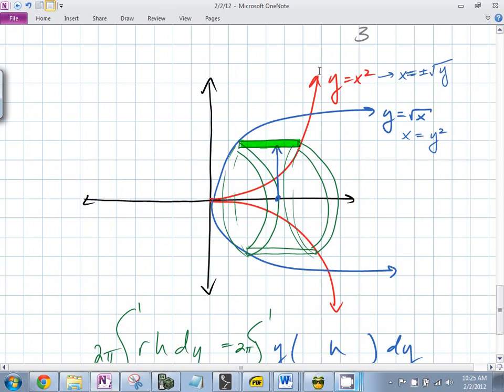Square root y minus what? Y squared. Exactly. Does everybody see why that's true? So we have 2 pi integral from 0 to 1 of y times the square root of y minus y squared dy. Is that particularly challenging to integrate? Not really. That's just undoing the power rule.